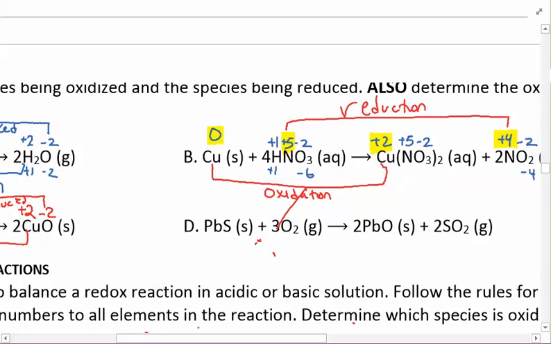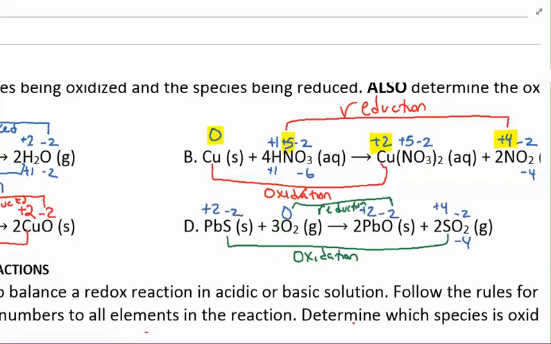In the last example, it's the same kind of thing. So why don't you try this one? So you should have ended up with sulfur being oxidized. It goes from -2 to +4. And oxygen being reduced. It goes from 0 to -2.